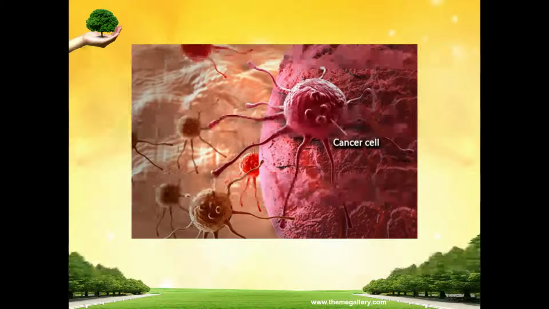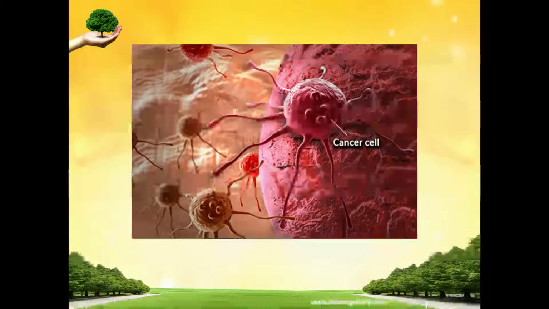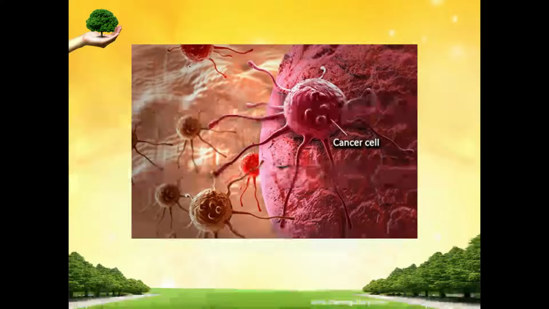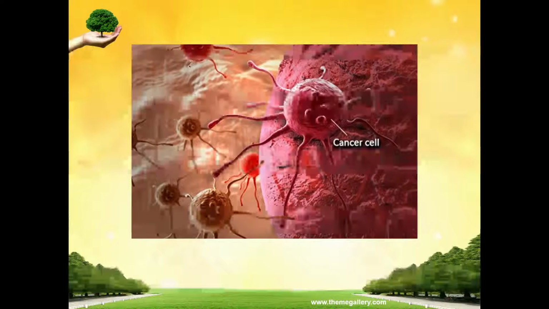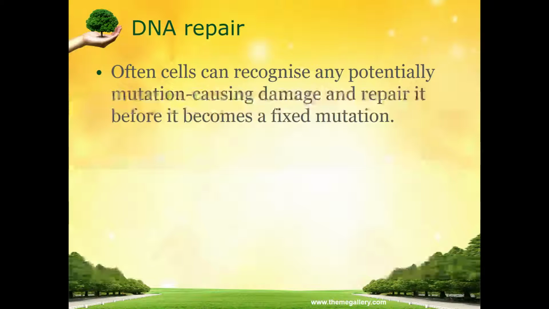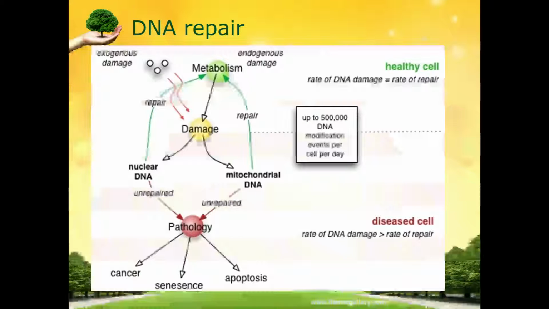However, mutation can also disrupt normal gene activity and cause disease like cancer. Cancer is the most common human genetic disease. It is caused by mutations occurring in a number of growth-controlling genes. Sometimes faulty cancer-causing genes can exist from birth, increasing a person's chance of getting cancer. Often cells can recognize any potential mutation-causing damage and repair it before it becomes a fixed mutation.